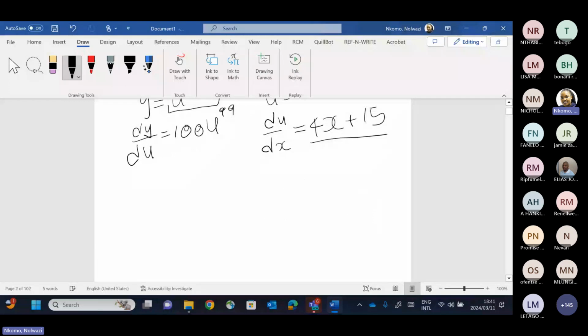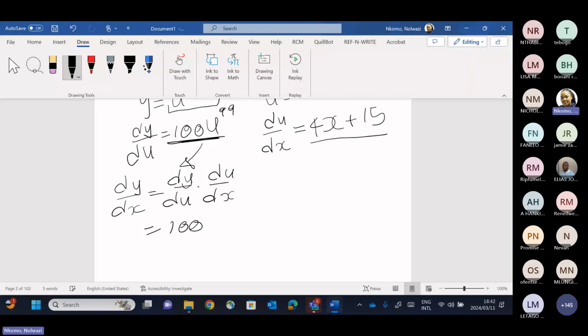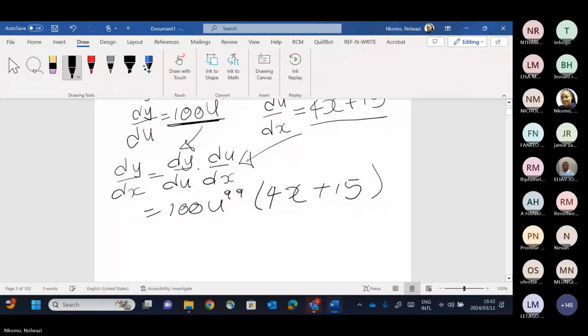Then you substitute them back. We said dy over dx is equal to dy over du times du over dx, right? This is our dy over du, so substitute it here. You'll have 100 u to the power 99, right? And this is du over dx. You substitute it here, so you'll have times 4x plus 15. This is the dy over dx.